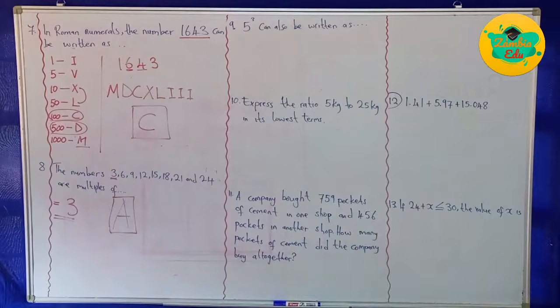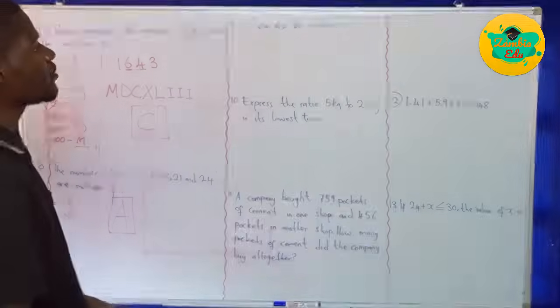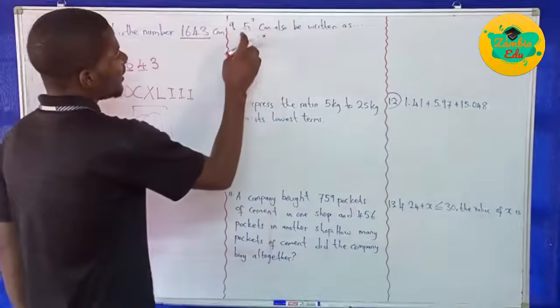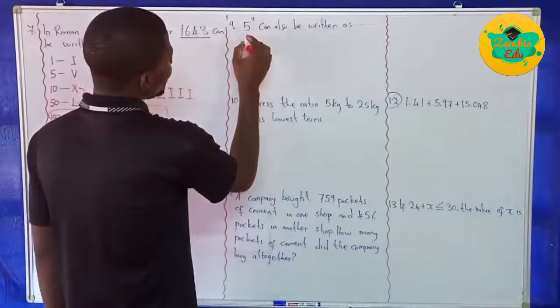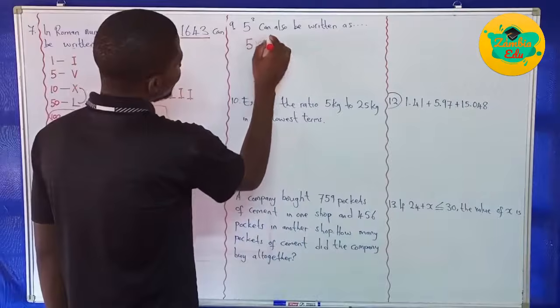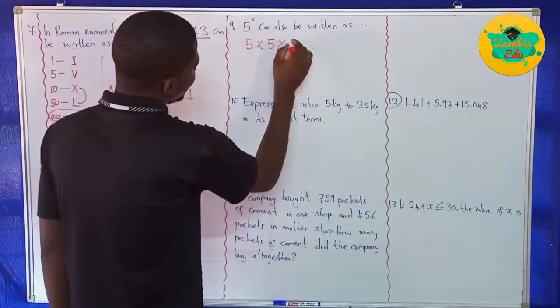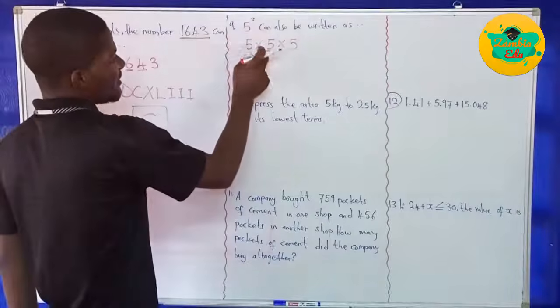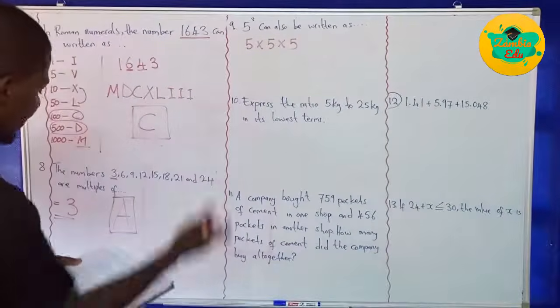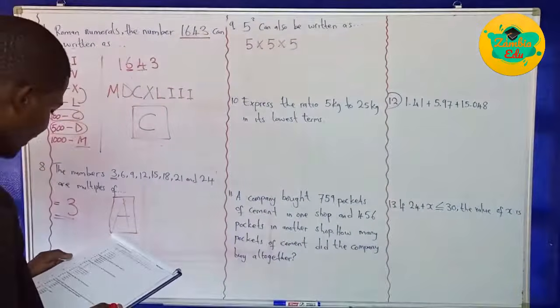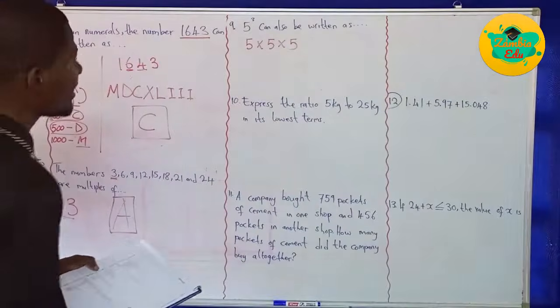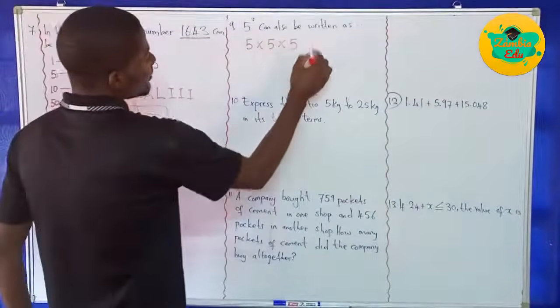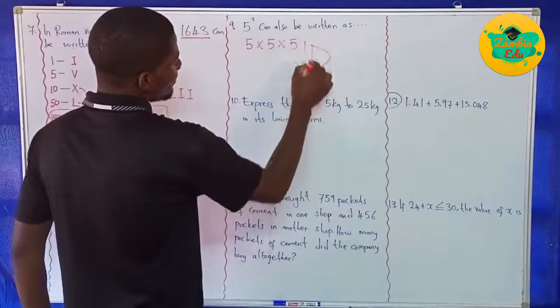Number 9. 5 to the power 3 can also be written as... okay, so 5 to the power 3, this is the same thing as 5 times 5 times 5. And that answer on number 9 was represented as option D. So number 9, our answer was D.